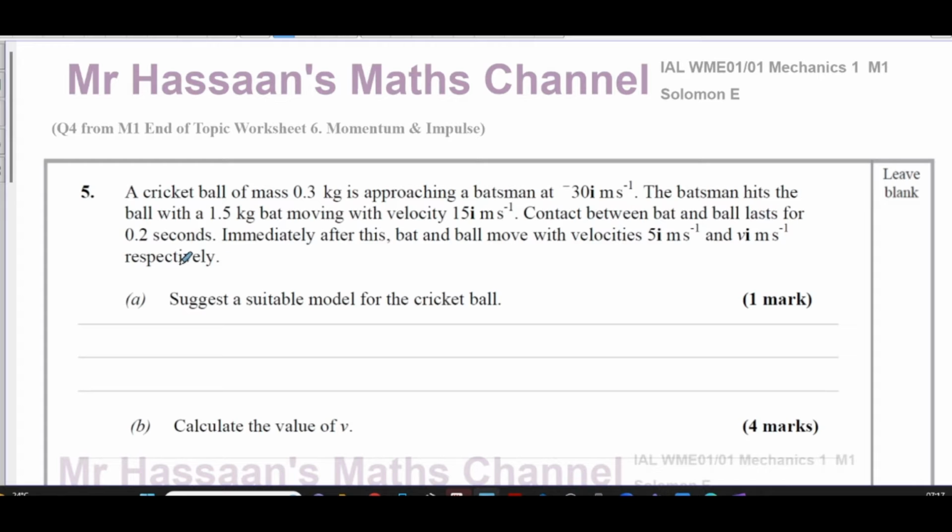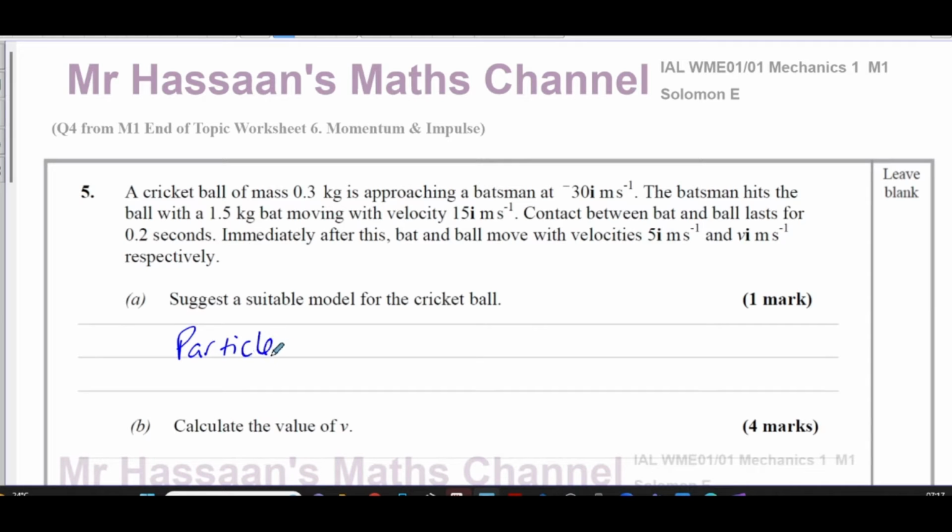Contact between bat and ball lasts for 0.2 seconds. Immediately after this, the bat and ball move with velocities 5 I meters per second and V I meters per second, respectively. Suggest a suitable model for the cricket ball. So we'll say a suitable model is a particle. Just one word is enough, one mark.